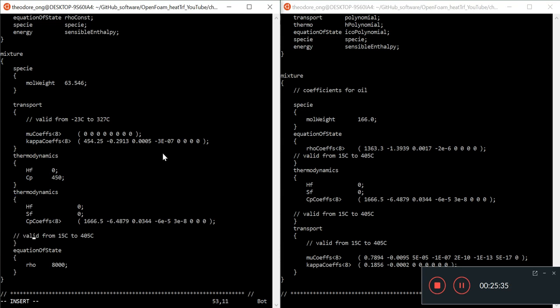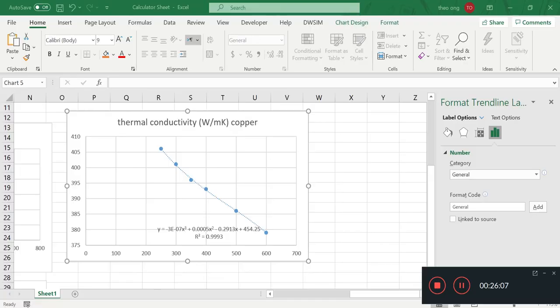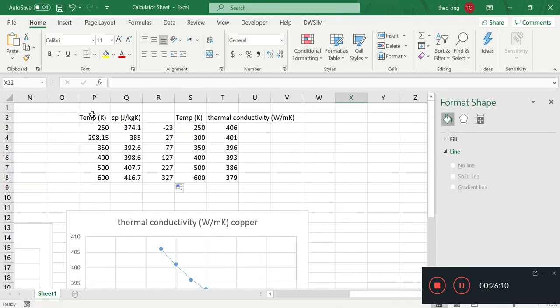Okay, so where's the validity range? Minus 23. It's minus 23 all the way to 327. Write it in. And just leave it as it is. I mean, it would be nice if I can put all the comments up there, but I'm not going to bother too much. Technically it should, just for keeping things tidy, but I'll just keep it as it is.